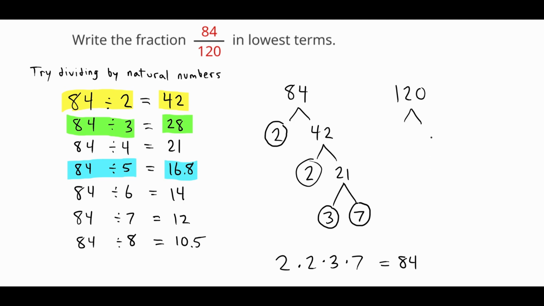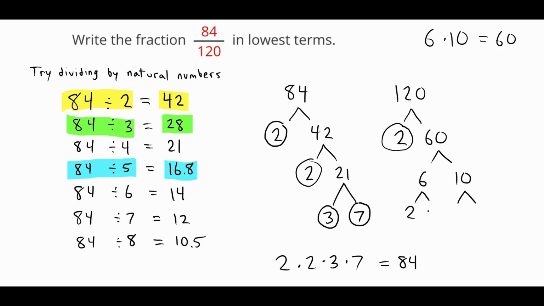Let's try this same process for 120. If I divide 120 by 2, I'll get 60. 2 is prime, but with 60 we can keep going. Two numbers that I can think of that multiply to 60 would be 6 and 10. So I'm going to put those here as part of my tree. Neither of these is prime, so we're going to keep going with both of them.